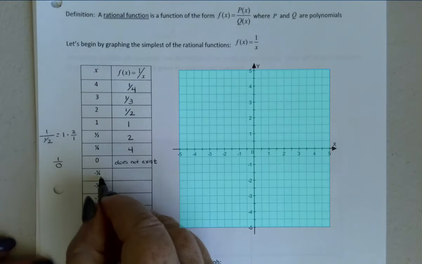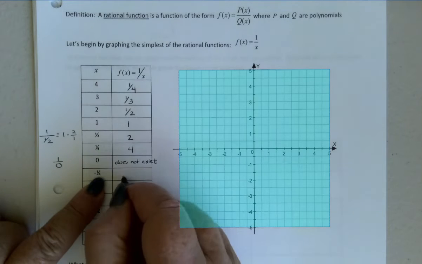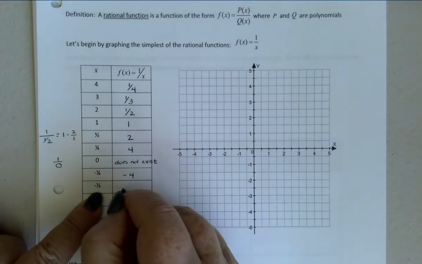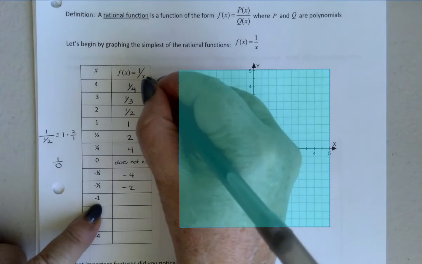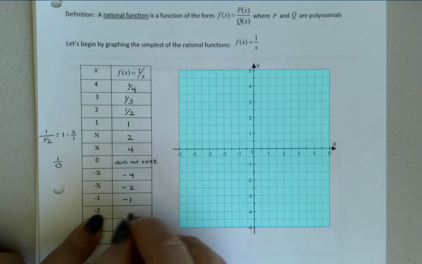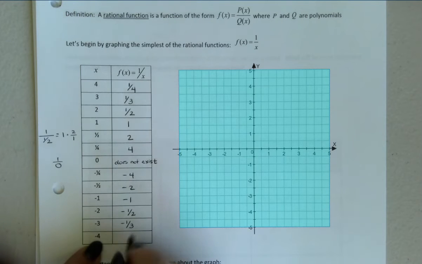All right, 1 divided by negative 1/4 would be -4. 1 divided by negative 1/2, -2. 1 divided by -1 is -1. 1 over -2 is -1/2. Here I'd have -1/3, and here I'd have -1/4.